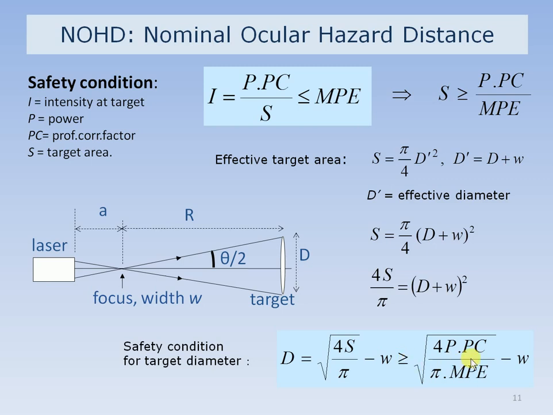And when we insert this expression for S, we end up with the expression here, 4P times PC over pi times the maximum permissible exposure. And this expression we will use for the derivation of the NOHD.